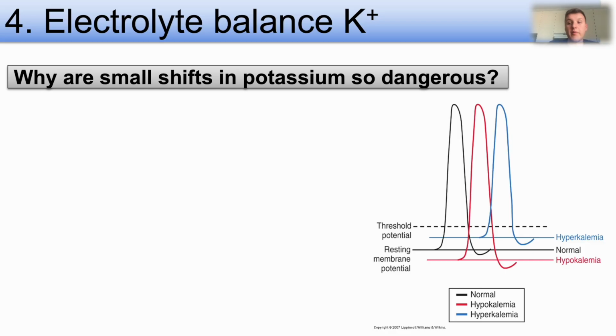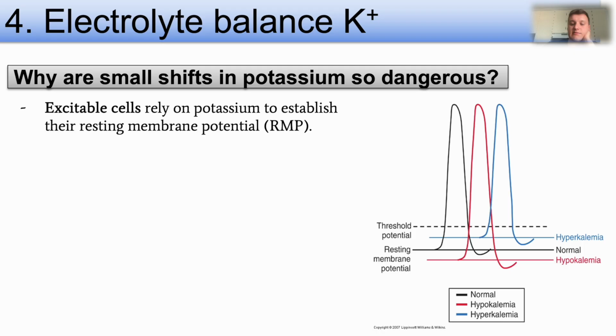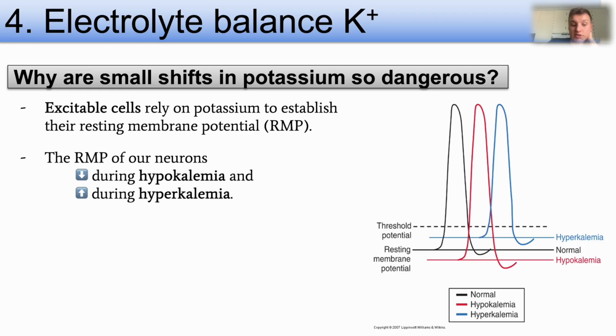Why? Remember I told you potassium doesn't really change. Usually we don't have problems with it, but when we do, it's dangerous, right? So why are small shifts in potassium so dangerous? Potassium is used for excitable cells, like neurons and heart cells. They rely on potassium to establish their resting membrane potential, right? The RMP, the resting membrane potential.